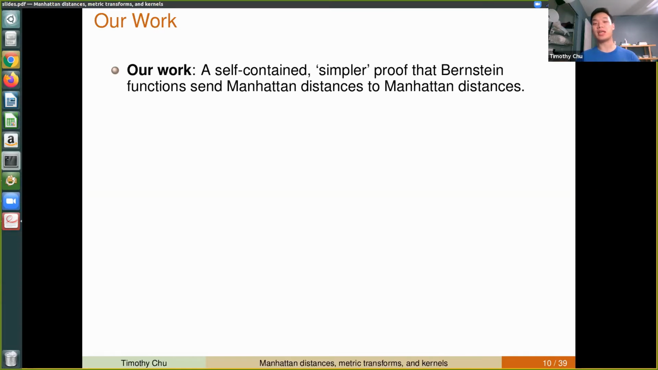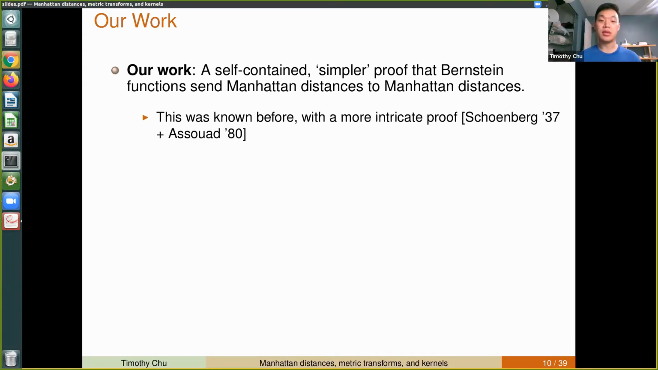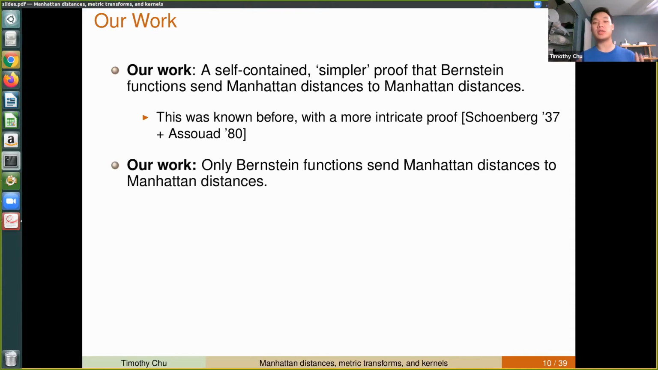We provide a simpler, self-contained proof that something called a Bernstein function sends Manhattan distances to Manhattan distances. Don't worry about what Bernstein means. Just know that the square root of x is an example of a Bernstein function. This was actually known before, but the proof was a little bit more intricate. This is the result of Schoenberg in 1937 and Aswad in 1980. Now, our work shows that only Bernstein functions have this property. And this, to our knowledge, is new.